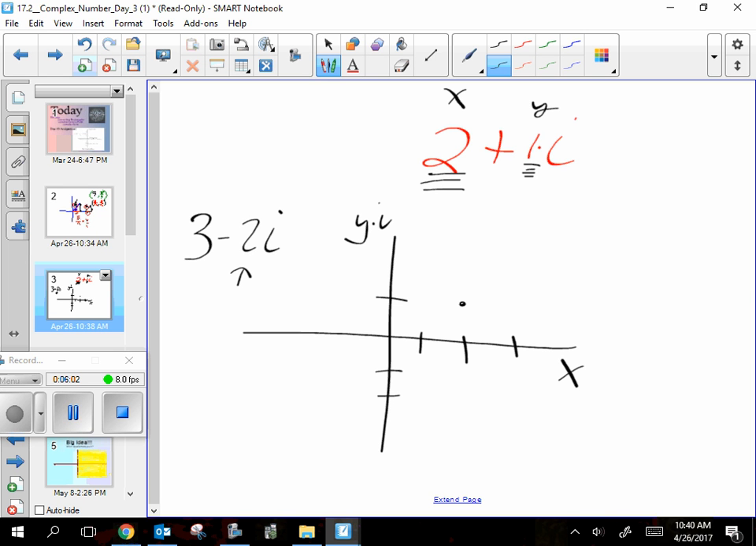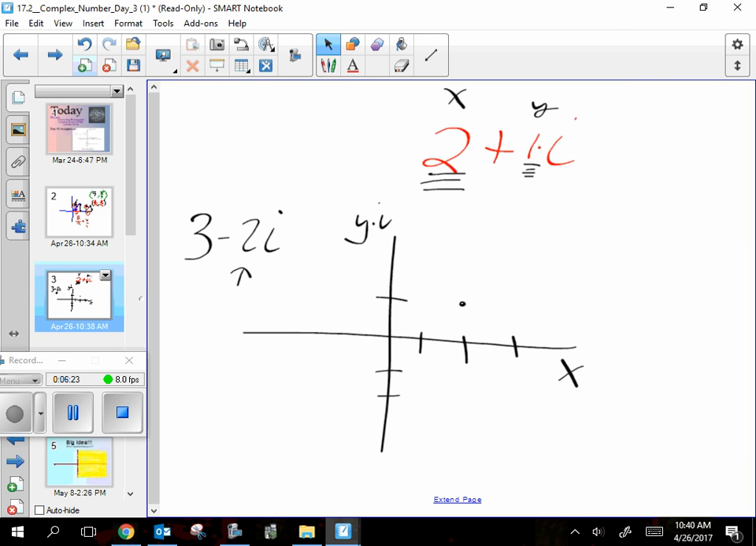Okay, but of course we need to change it back and forth to rectangular coordinates, and then you take this complex graphing system and change it to polar. All right, so let's really dissect this one thoroughly.